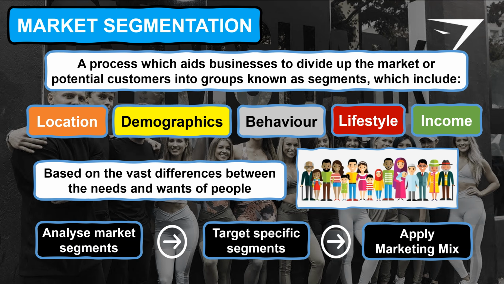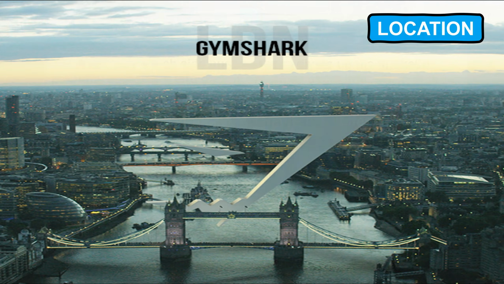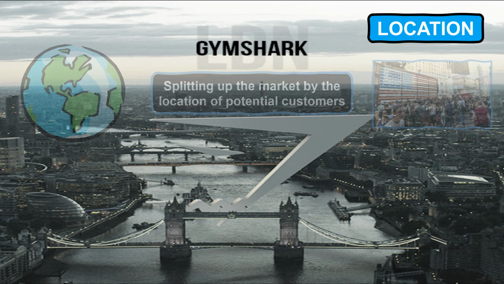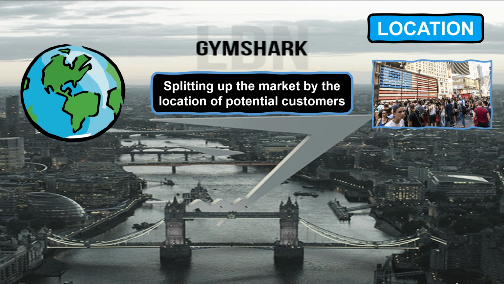Let's take a look at the different types of market segments in more detail and some examples of market segmentation at Gymshark. Splitting up the market by the location of potential customers is also known as geographical segmentation and is essentially based on where the market live. Businesses have a wide range of options when it comes to the product it offers according to the target market's location, and often choose to alternate their product offering according to the location of their customers.